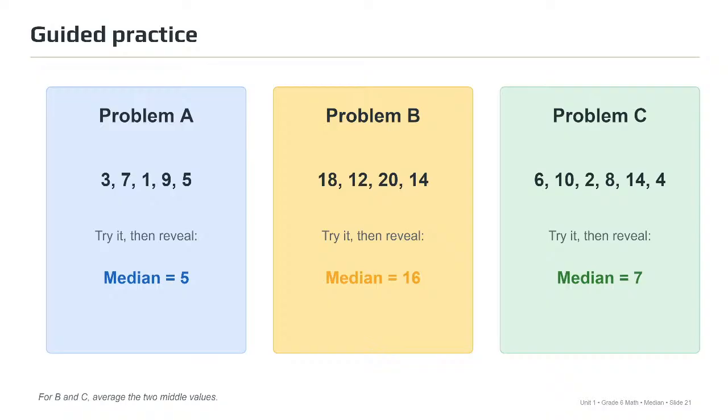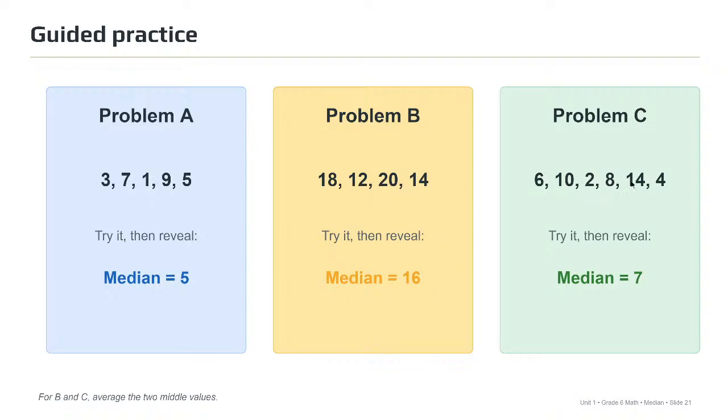Okay, let's practice. Problem A: 3, 7, 1, 9, 5. First, order these: 1, 3, 5, 7, 9. Then you'll find the median is 5. Now problem B: 18, 12, 20, 14. Try it, and then I'll say the answer. You have to order it, find the two middle values, add them, and divide by 2. The median here is 16.